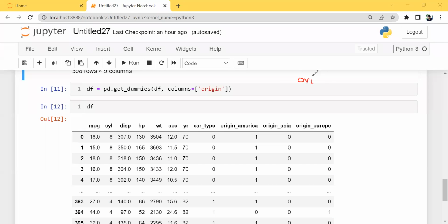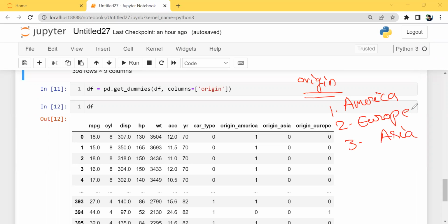Earlier, the origin column here was only having three subcategories: America, Europe, and Asia. So that's the reason three additional columns were created when we applied this dummy encoding.